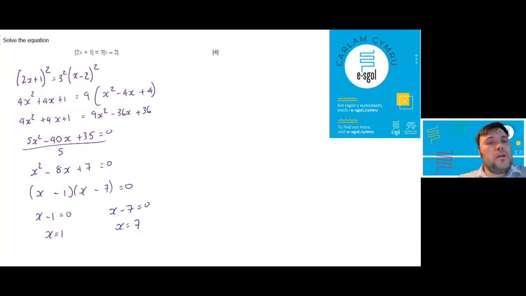2x squared plus 1, 4x squared, plus the product, so it's going to be 2x times 4x, which is 8x squared, minus... double that's 4x, plus 4, 9x squared minus 36. Yeah, that's right.